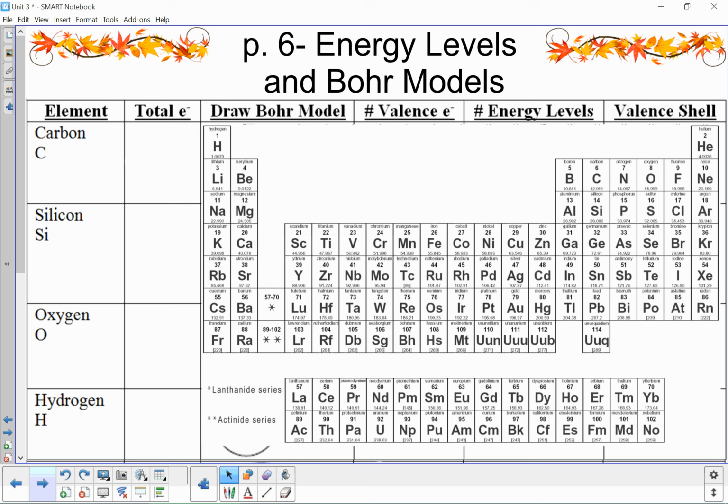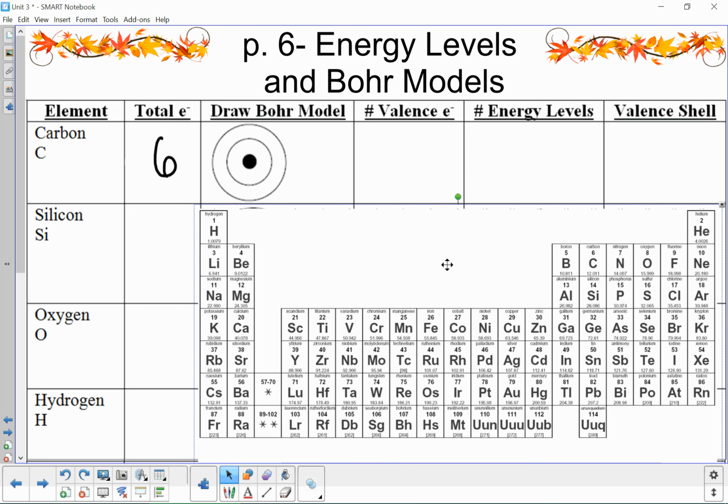So if we look at carbon, our first element, the atomic number of carbon is 6 right here, and that tells us the total electrons that it has is 6. If I was going to put those into a Bohr model, I would put the first 2 electrons on the first energy level, and then I still have 4 more electrons to go, so I would put those anywhere on the next energy level. Altogether, I've put 6 electrons in there, and those are all the electrons that carbon has.